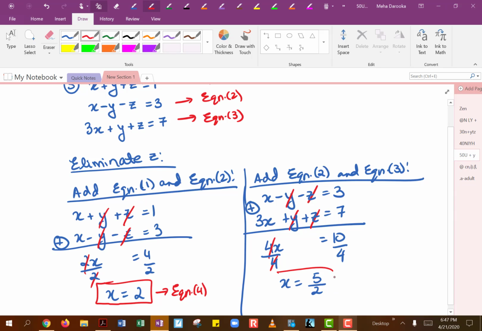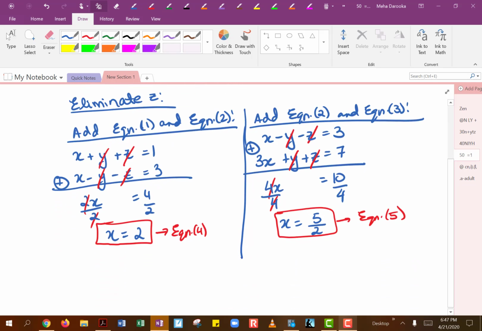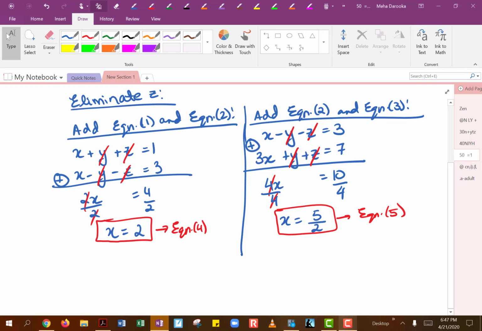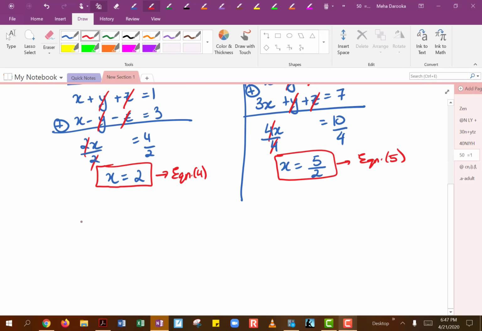And you can see we did not get the same x value over here, and this is happening because our two equations are not equal, which means that our system is inconsistent, so there is no solution. So this is an inconsistent system, and we have no solution.